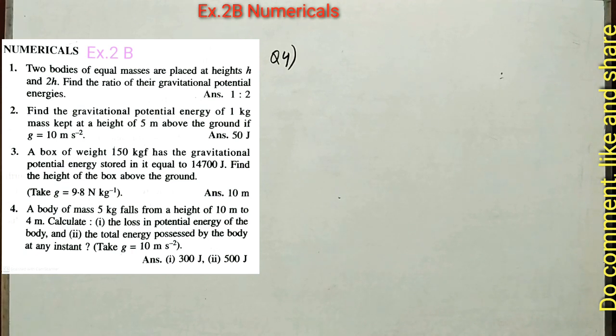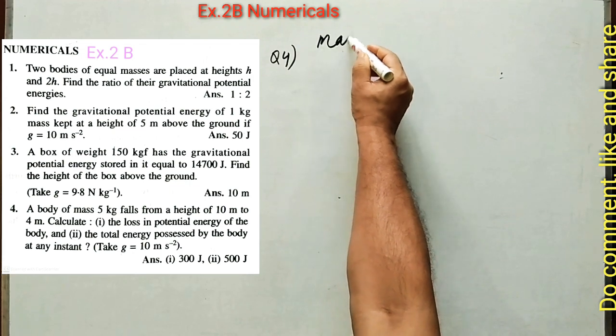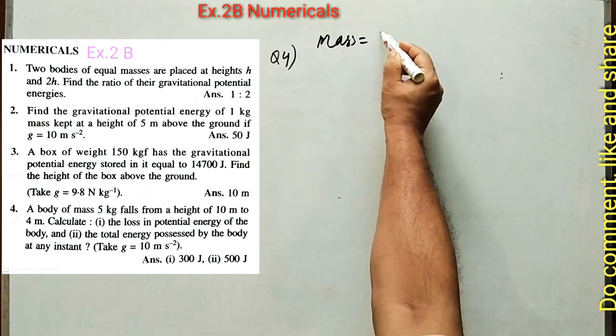So read the question, understand the problem, and try to connect it with the case you have studied in your textbook. This is the case of a free fall. A body is falling from certain height, right? You have to calculate the loss in potential energy. First of all, after understanding the problem, we will try to collect the data as given. Body of mass. What is the mass given? Is 5 kg.